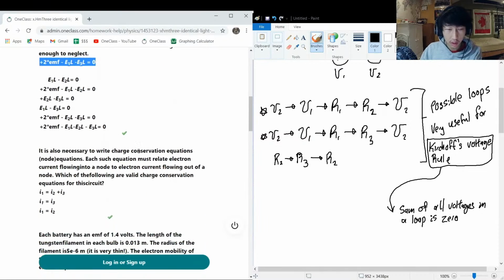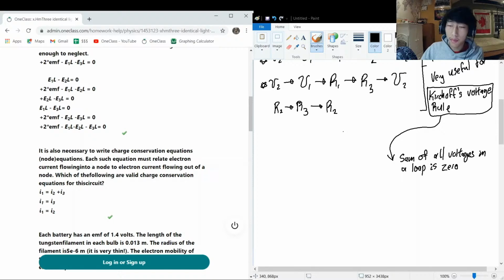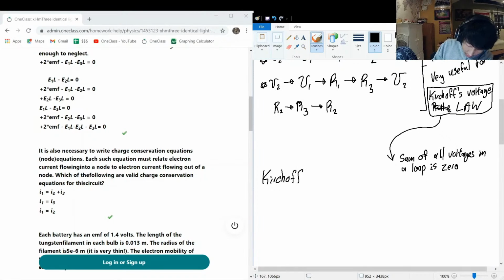Okay, cool. So I guess this is another part of the question. It's also necessary to write charge conservation equations for the node equations, which corresponds to Kirchhoff's current law. Let me write out what Kirchhoff's current law is real fast. It's law, not bad. So Kirchhoff was a pretty smart scientist who named these things. Whoops, not circuits, current.